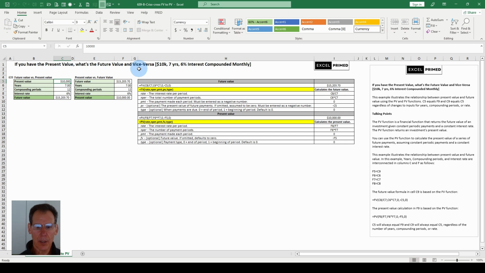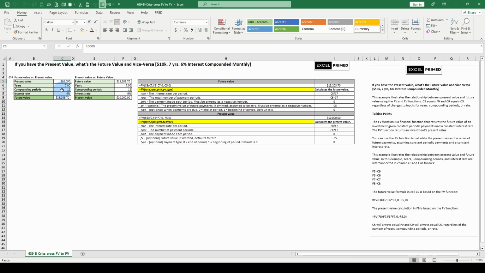If you have the present value, what's the future value? And vice versa. Here we have 10 grand, 7 years, 6% interest, compounded monthly. What does that grow to? And then if 15 grand, what is the present value? We're going to crisscross. One has to equal the other. How do we do that?